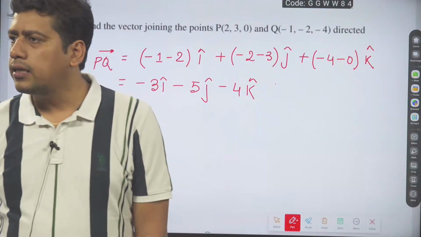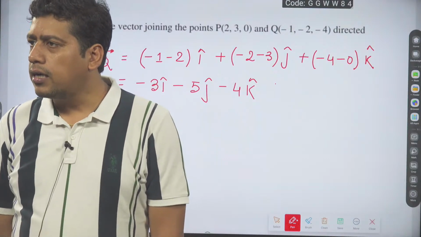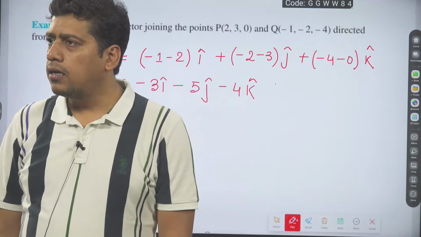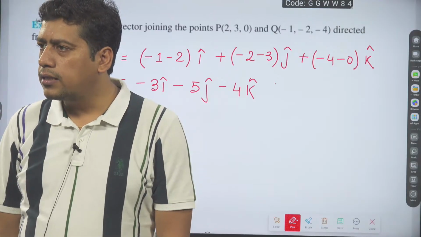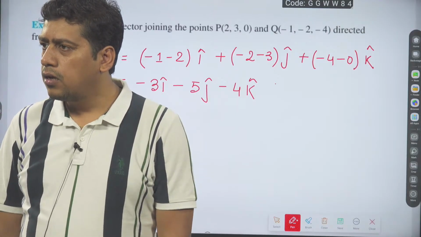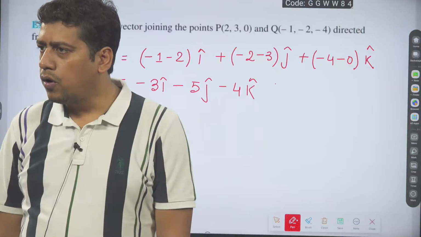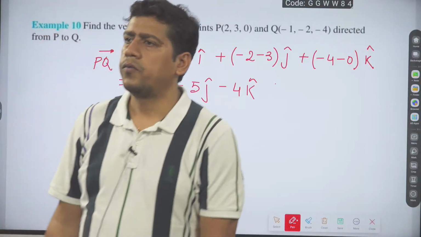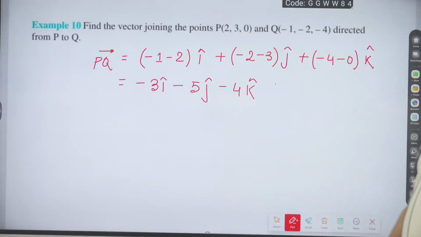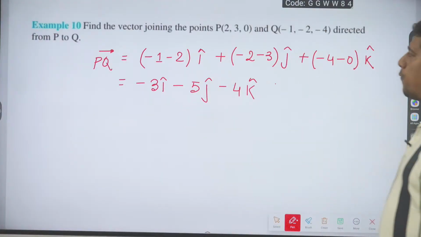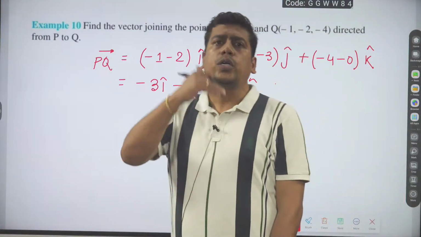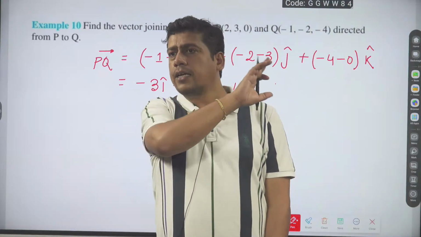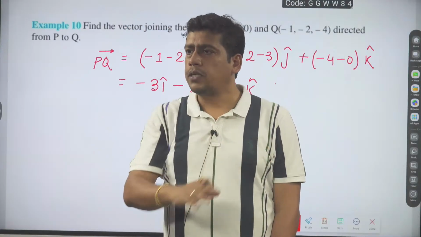Anyone given correct answer? Srisha has given the correct answer. Triveni is there. Then Radha, Nasir, Ponanjali, and anyone else? No, Arun. Okay, but I hope you understood this basic thing. Final minus initial. From P to Q means P is initial, Q is final. So you have to subtract Q minus P, right?